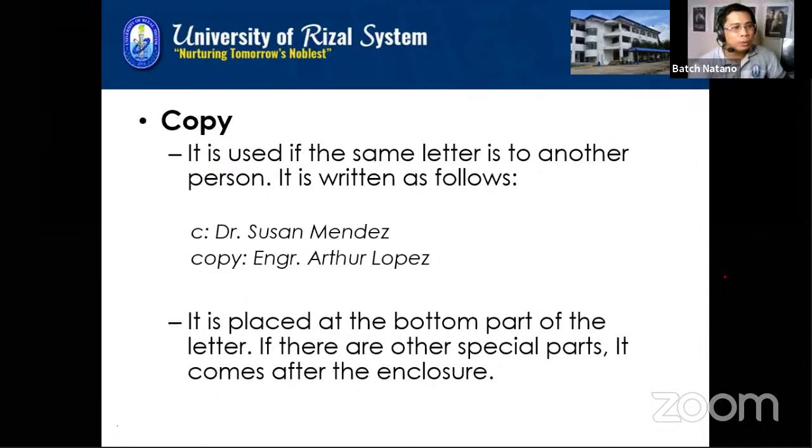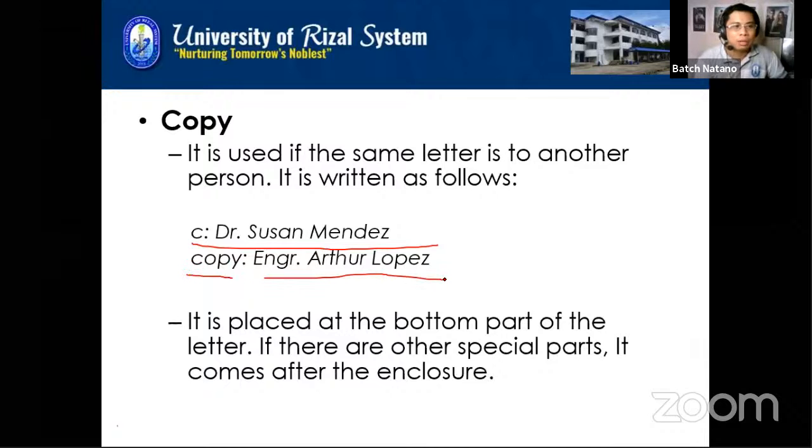Next is copy. A copy is used if and only if another person also received the same letter. Let's say, for example, aside from the person reflected in the letter, other persons are also receiving the same letter. In email, you see BCC or CC, or carbon copy. That means that aside from you, there are other persons who also received the letter. It is placed at the bottom part of the letter, and there are two ways to write it. You can just write C colon and then the name of the person, Dr. Susan Mendez, or write copy, Engineer Arthur Lopez.